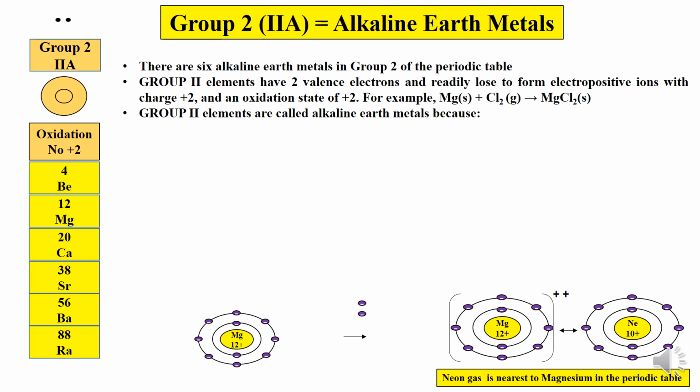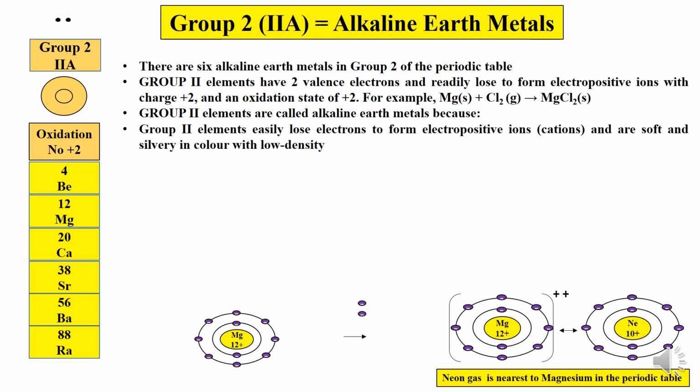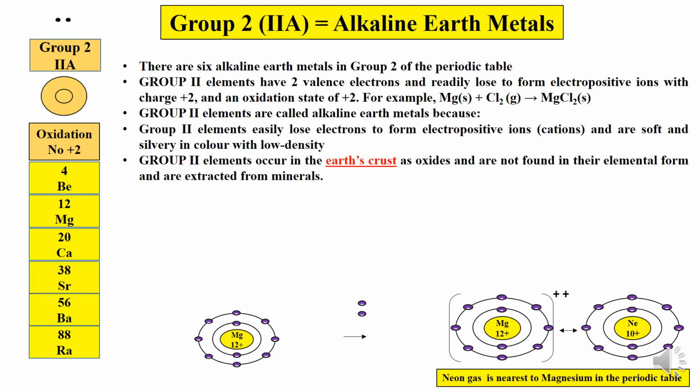So why are group 2 elements called alkaline earth metals? Let's see why they're called metals. Group 2 elements easily lose electrons to form electropositive ions, that is cations, and therefore they're called metals. And why are they called earth metals? Group 2 elements occur in the earth's crust as oxides, and they're not found in their elemental form. They exist in the salt form and are extracted from minerals. So this is the reason group 2 elements are called earth metals.